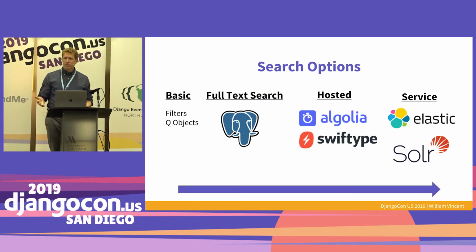Okay, so this is kind of the journey we're going to go on, where we have basic search, which is filters. You can do Q objects. We'll get into that. I would say the next step would be Postgres built-in full-text search. And then after that, you have hosted solutions. So there are many. Here are just two. Algolia is fantastic. Swiftype is hosted Elasticsearch. And then you have really the full-blown services where you're spinning up your own servers, Elastic and Solr. So that's kind of the progression.